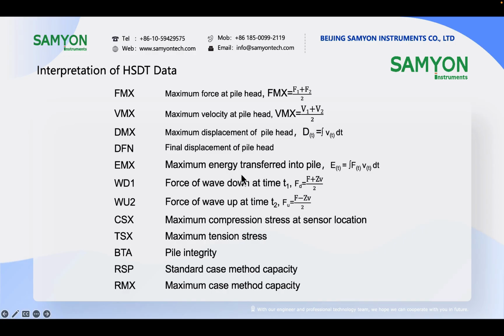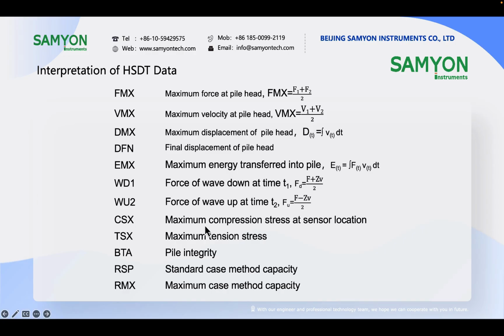EMX is the maximum energy transferred into the pile. It is calculated like this using F times V and accumulating. We can get the energy. WD1, WU2 is the reading on the wave down plot at time t1 and the wave up plot at time t2. It is calculated using the formula of wave down and wave up. The reason we put it here is that we need to use it to calculate the case method capacity that we have discussed before.